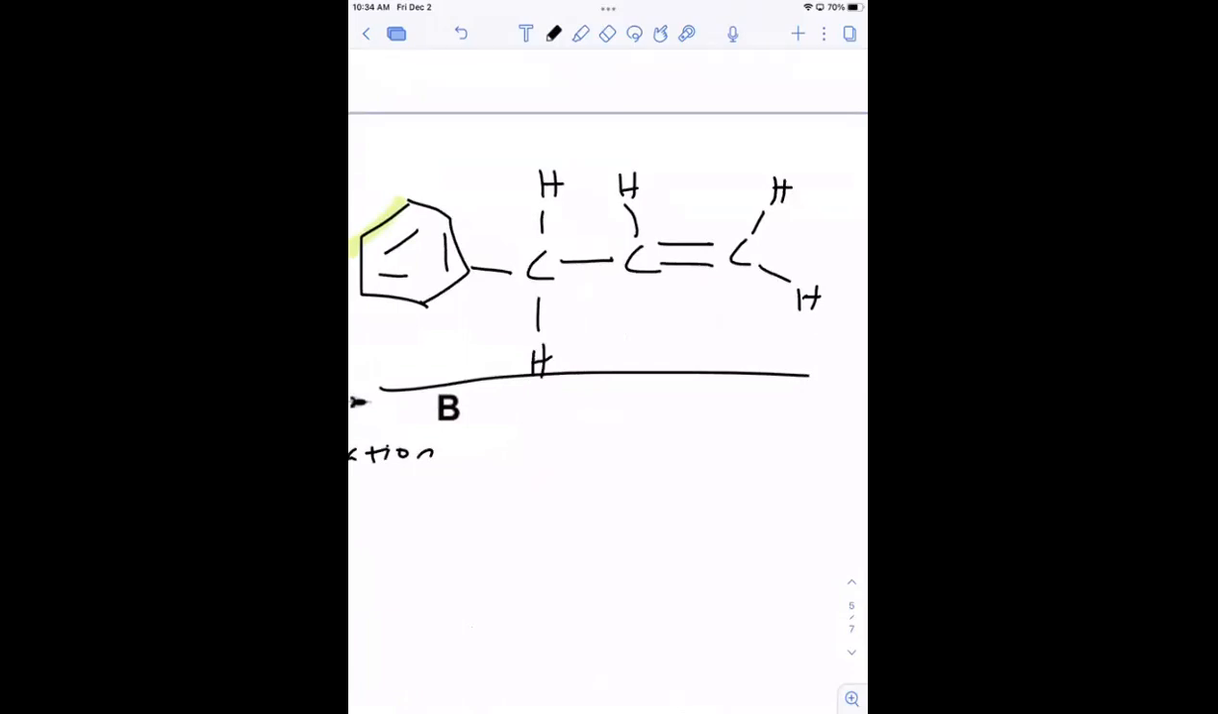So it does add mercury, but I guess the final outcome is adding water, right? OH to one side, H to the other side. What's the regiochemistry? Is it Markovnikov or anti-Markovnikov? That's the key to the reaction.